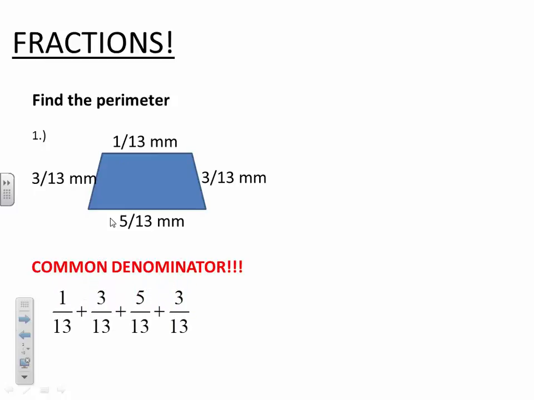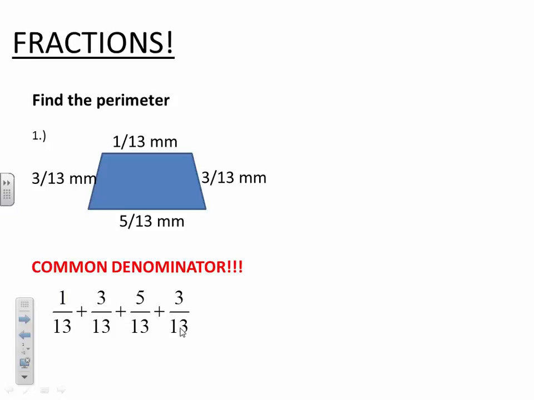If you take a look at all these numbers, the denominators are all the same. So I'm going to write them vertically like we're used to. Let's review quick: the top number is the numerator, so 1, 3, 5, and 3 are all numerators. The bottom number is the denominator, so 13, 13, 13, 13 are all denominators. If the denominators are the same, all we have to do is add the numerators. This works out very nicely for us.